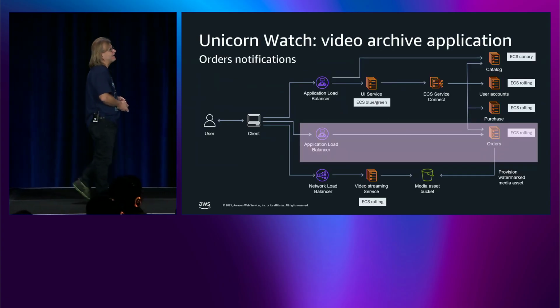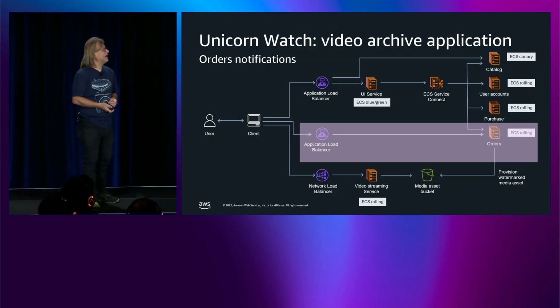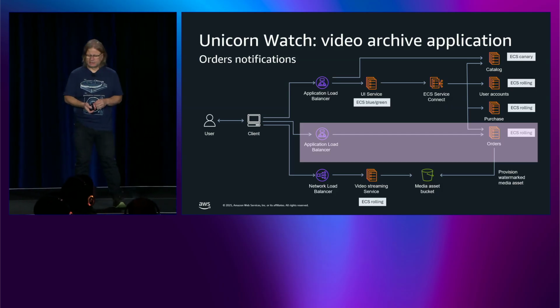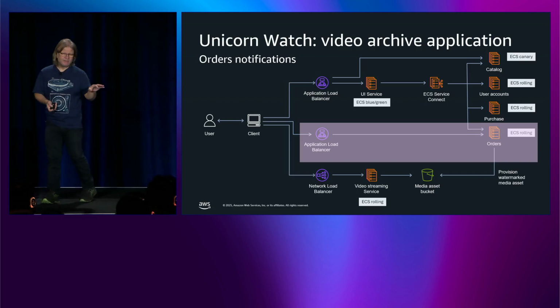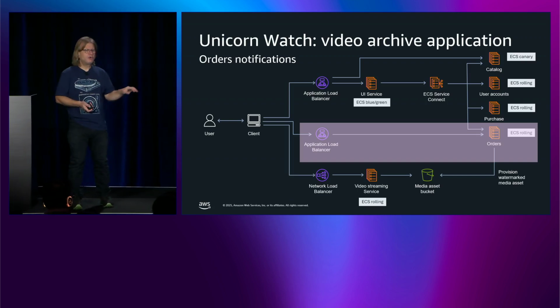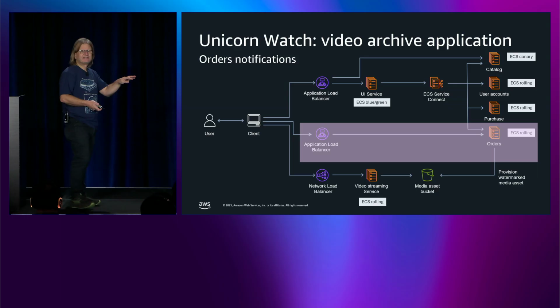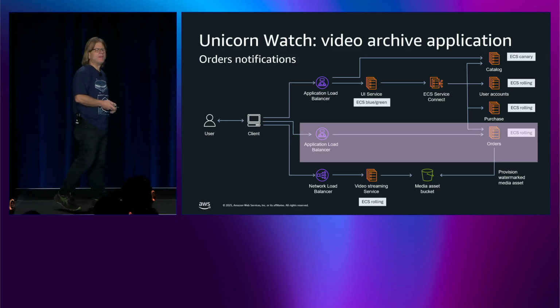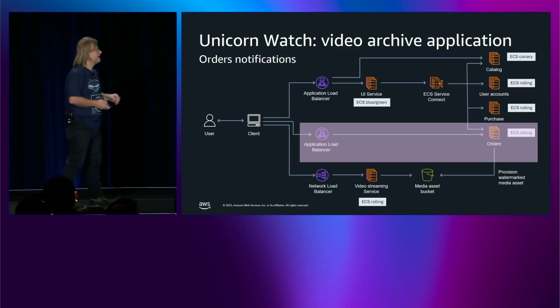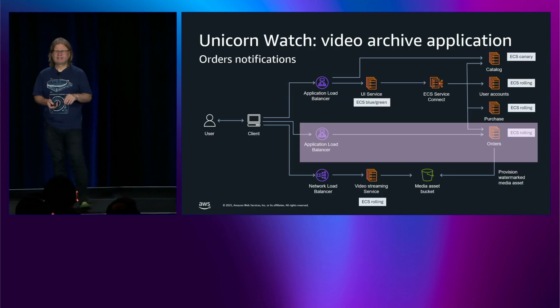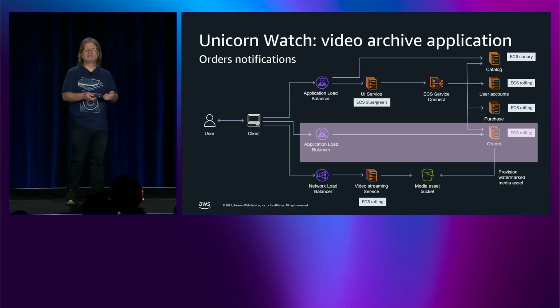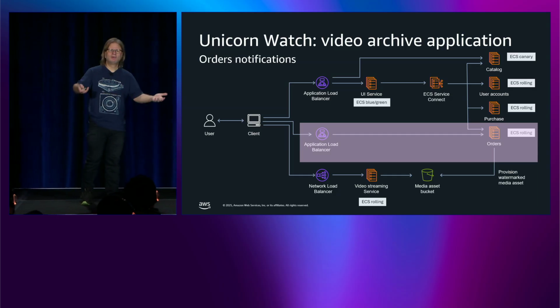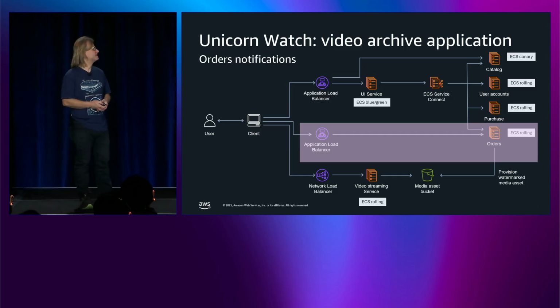Okay, so we looked at the UI and the catalog so far. The next thing they looked at was this mechanism here where they're polling through an application load balancer for the status of orders that are underway. Now this doesn't scale very well, right? Essentially, you're having to poll for status updates, and obviously the more orders you have going through, the less efficient this becomes.